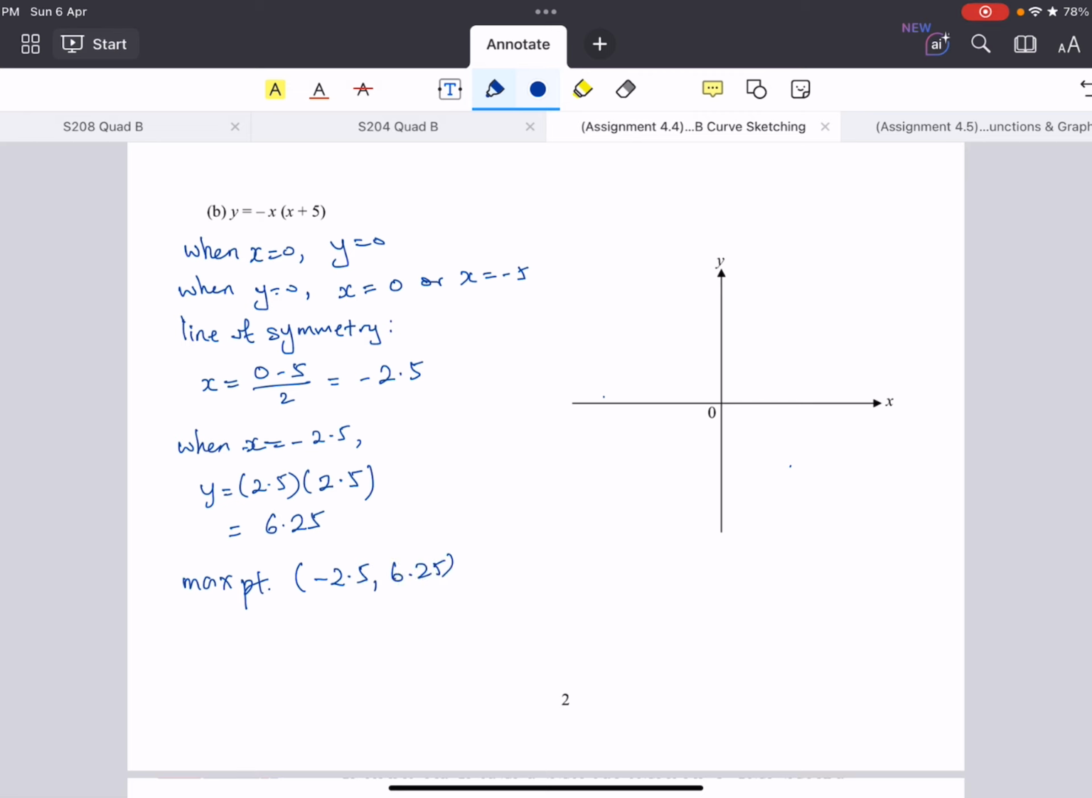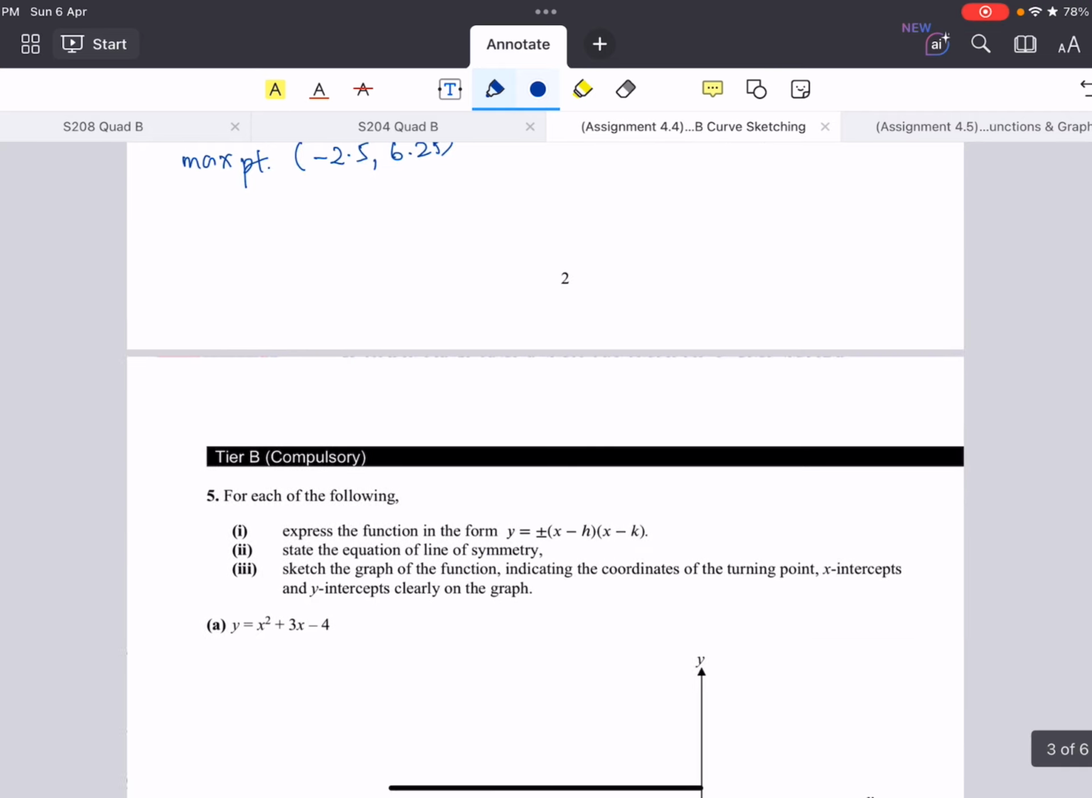So my graph will look something like this. It will actually cut the origin, right? And let's label all the necessary points. This point here is 0, 0. Over here is negative 5, 0. And of course, the turning point over here is negative 2.5, 6.25. There you go. Okay, moving on to the next one.